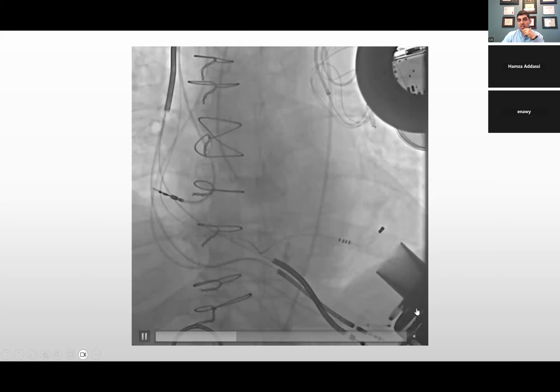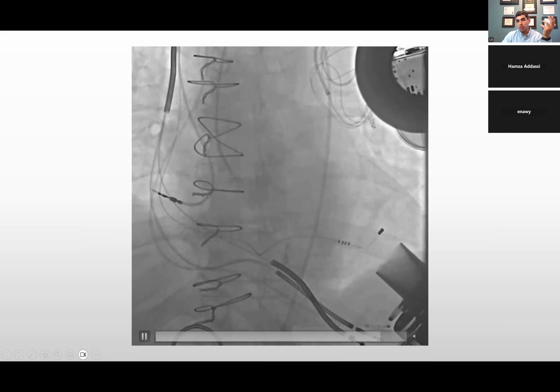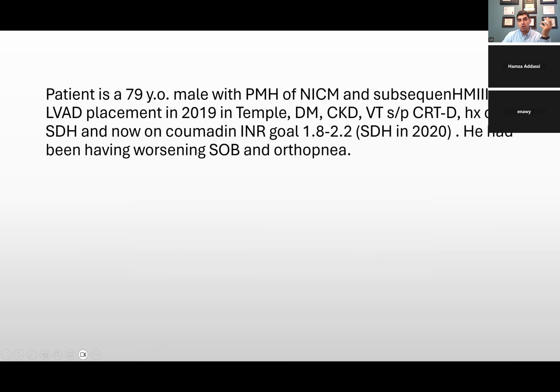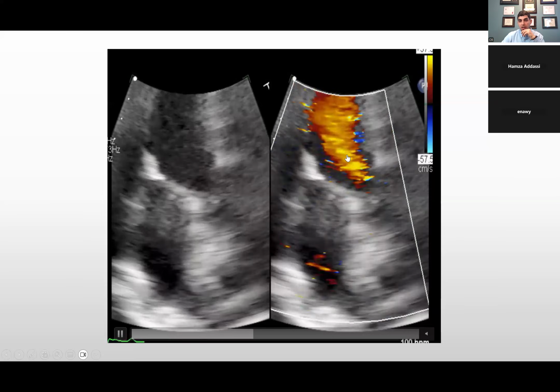And then these people, their aortic valve does not function well anymore because the blood's not going through the valve. It's going into the pump. So we had a 79-year-old. He had a HeartMate placed a couple years ago. And the problem is the patient still has shortness of breath and he's orthopneic. Okay. So we did an echo. So even though this is not very clear, this is the aortic valve right here.